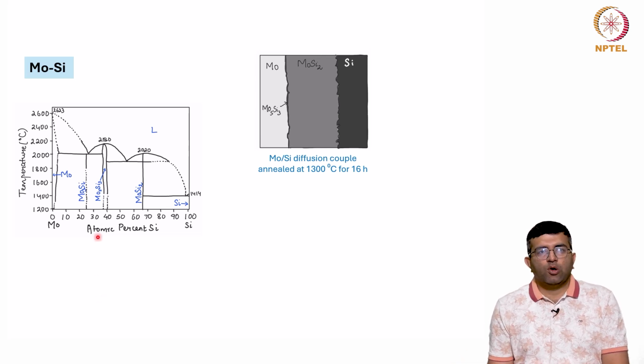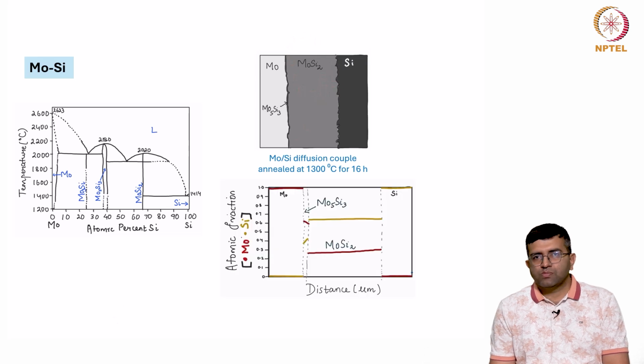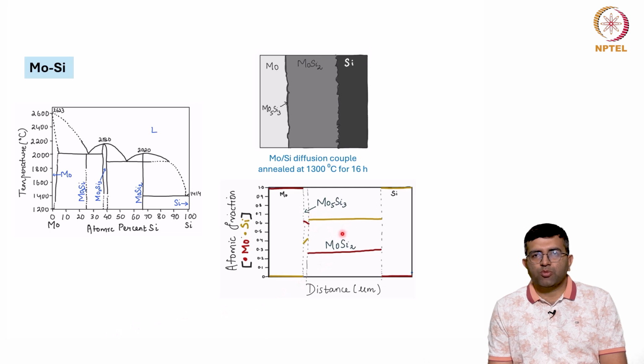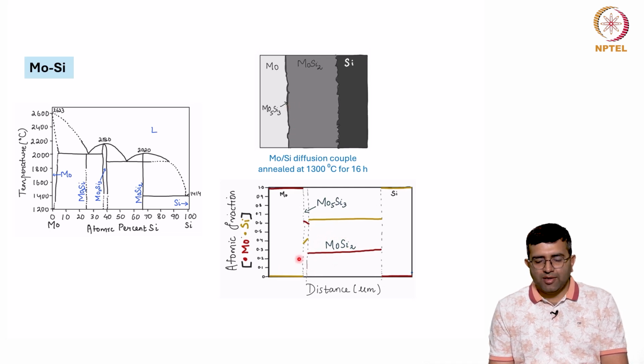Okay. So, a molybdenum silicon diffusion couple annealed at 1300 degrees centigrade for 16 hours. You see a very thin layer of Mo5Si3 and a very large section of MoSi2. And similarly, you see the composition profile here. This large region corresponds to the MoSi2, and the very thin region corresponds to Mo5Si3, which also has a slight gradient present due to a little bit of range in which it is stable.